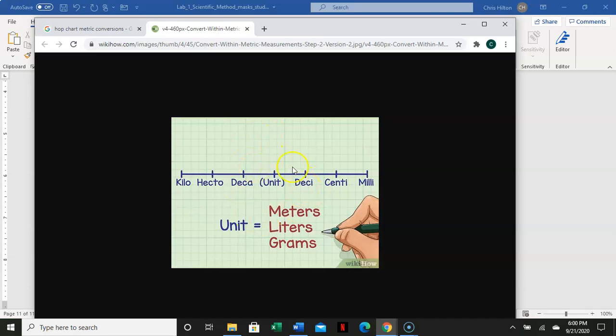But that's it. Then you just count as you convert, and if you move left, you move the decimal to the left. If you go right, you move the decimal to the right. Yep, so that's pretty much it.